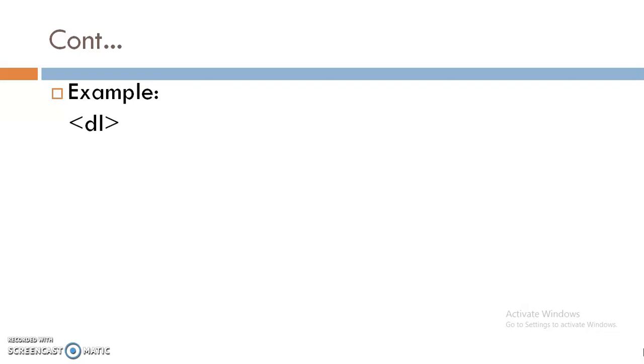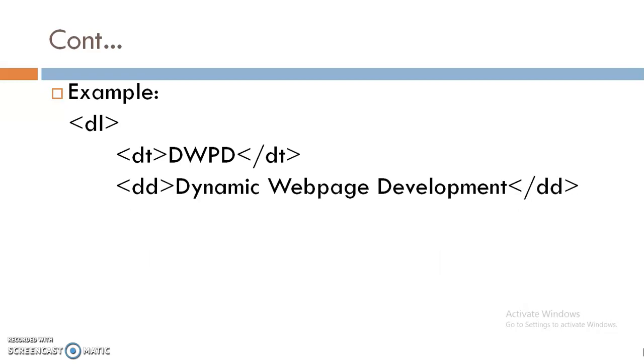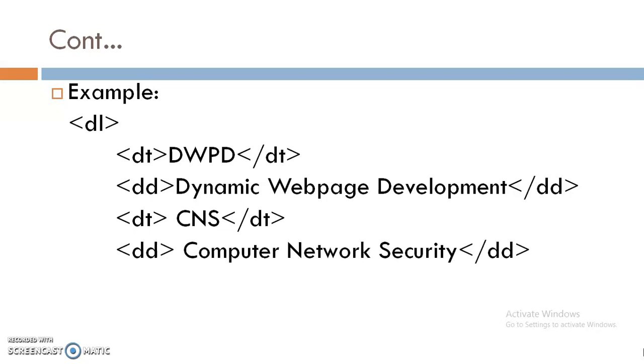Now, example. This code is written between body and /body. First tag is DL. Inside the DL tag, first I use DT. The topic of the definition, meaning DWPD. Now I have to write the full form of DWPD, so it is written in between DD and /DD tag. Similar for the second definition, CNS. CNS is written between DT and /DT, and the full form of CNS is written between DD and /DD. Description. Now completion of /DL.